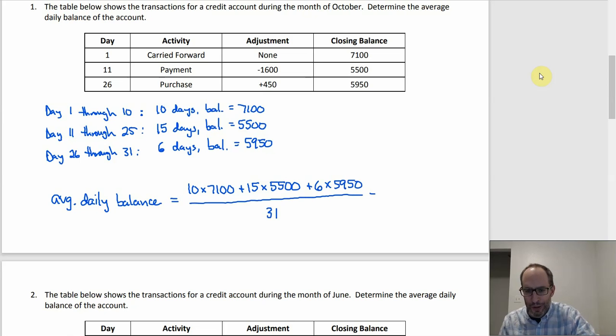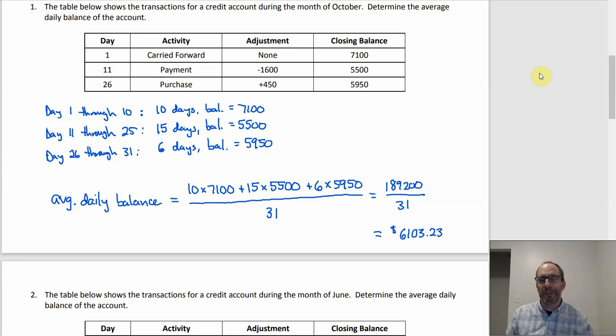So what you end up with here is, let's see, 189,200 over 31, which is, and you have to round this one off, so I would round to the nearest cent here. So 6103.23. That's the average daily balance.